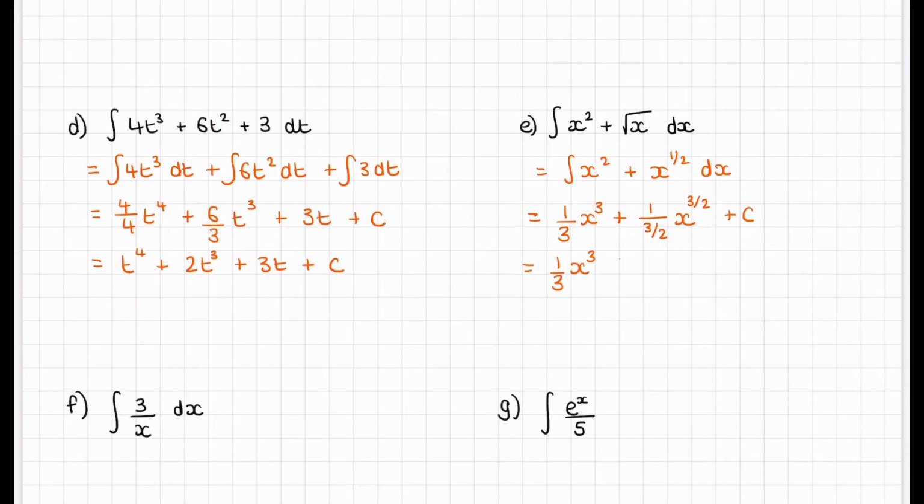Now remember, when we've got 1 on a fraction on the bottom, we just flip it, so it'll be 2 on 3 x to the power of 3 on 2 plus c.